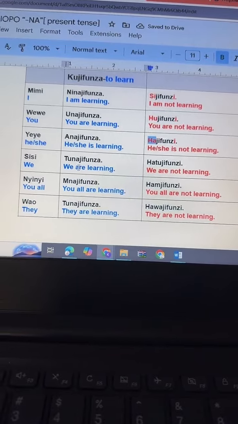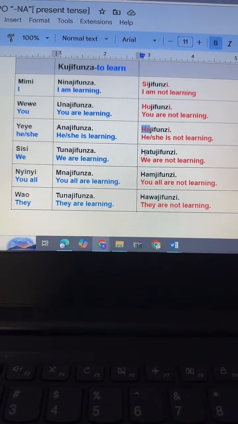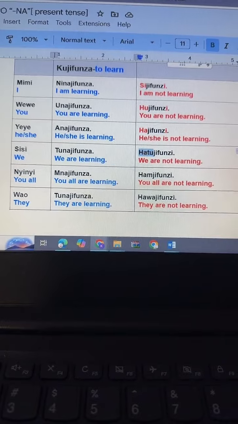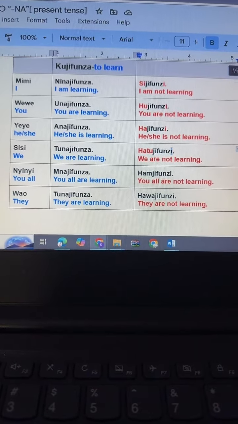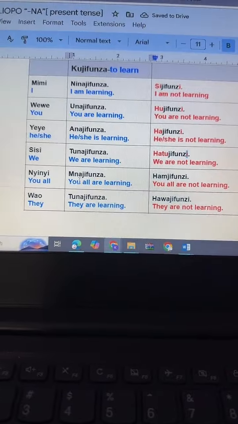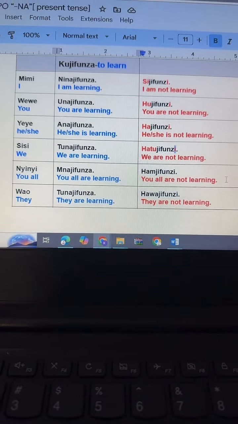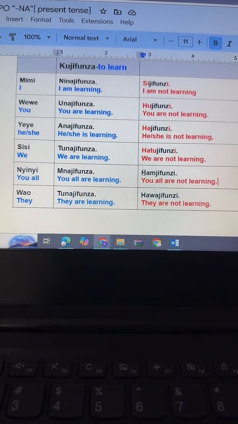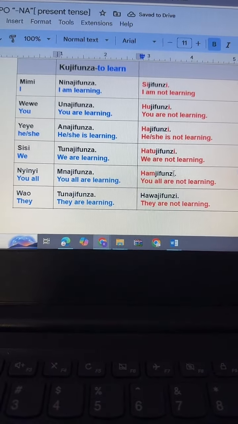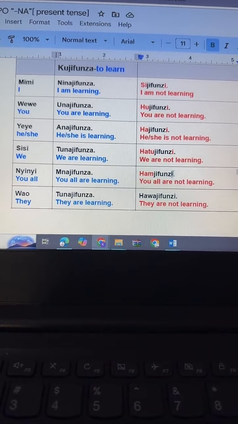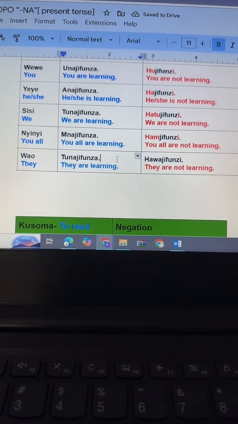Sisi tunajifunza, we are learning. Sisi hatujifunzi, we are not learning. What about nyinyi, you all? Nyinyi mnajifunza, you all are learning. It will be nyinyi hamjifunzi, meaning you all are not learning.